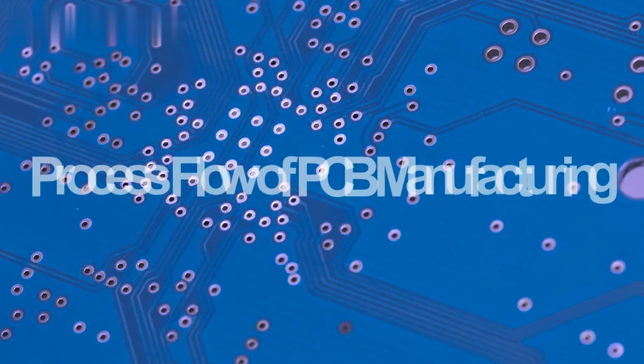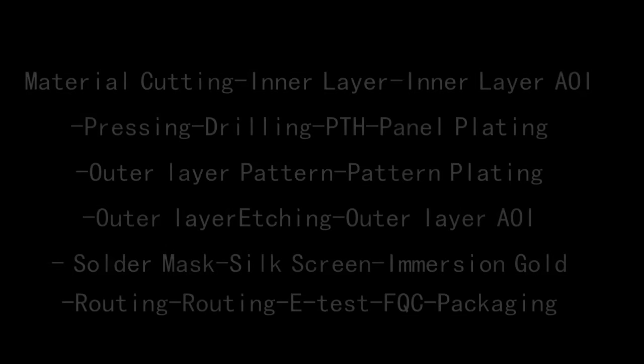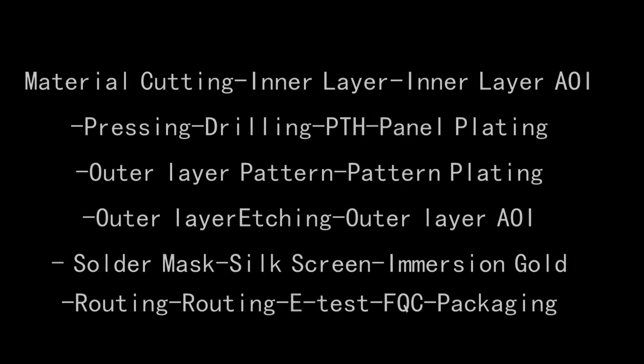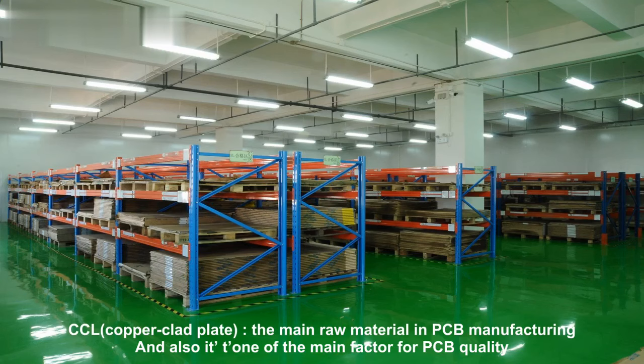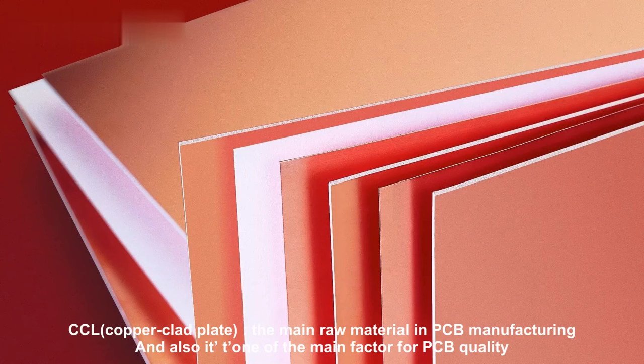Process flow of PCB manufacturing. Copper-clad laminate. It's the main raw material in PCB manufacturing and also one of the main factors for PCB quality.